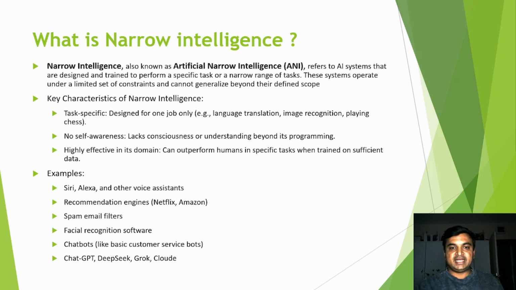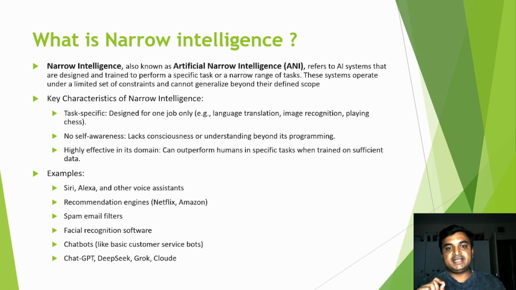Okay, so we can say it's task specific. That means it's designed to do just one job really well. For example, translating languages, recognizing pictures, or playing a game like chess. It doesn't have feelings or thoughts like we do. It just follows the instructions given by the programmers. And it can actually be better than human beings, but it can be good at only one thing.